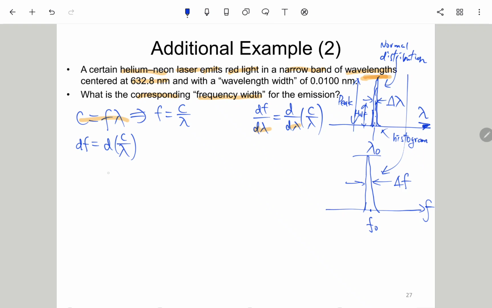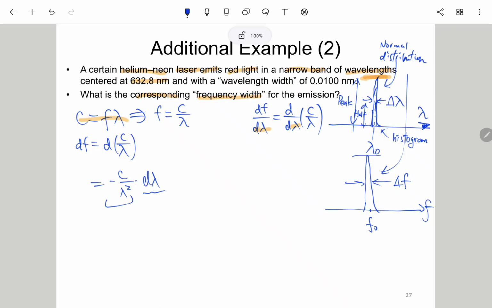So taking the derivative here will be like c over lambda, that is c times lambda inverse. So the derivative will be negative c over lambda square and then d lambda, according to the chain rule. This is the derivative of this function. So everything makes sense.